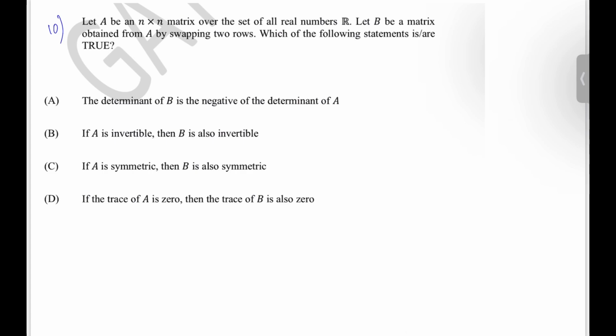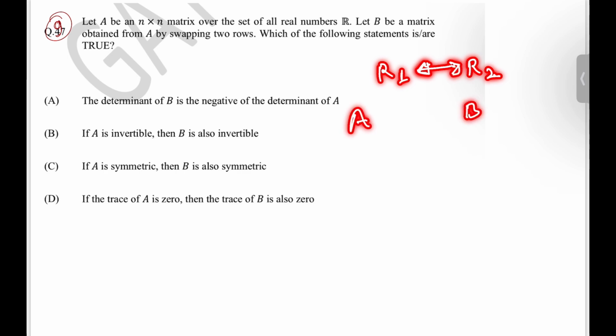Okay, now let's look at question number 9. Let A be an n cross n matrix over the set of real numbers R. Let B be the matrix obtained from A by swapping 2 rows. So we have done this row operation: R1 has gone into R2 and R2 has gone into R1. So we have just swapped the two rows and we have got this matrix B.